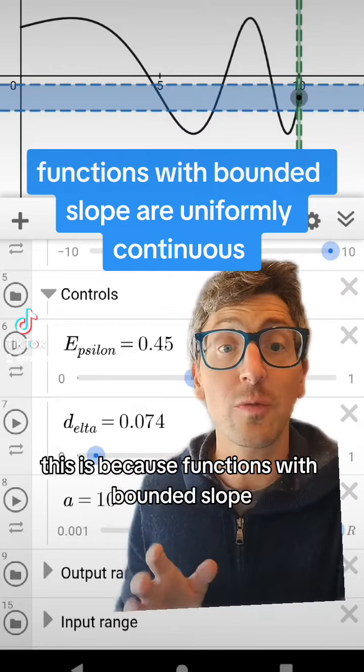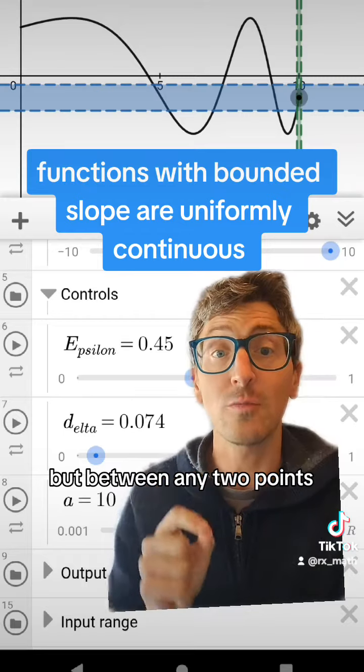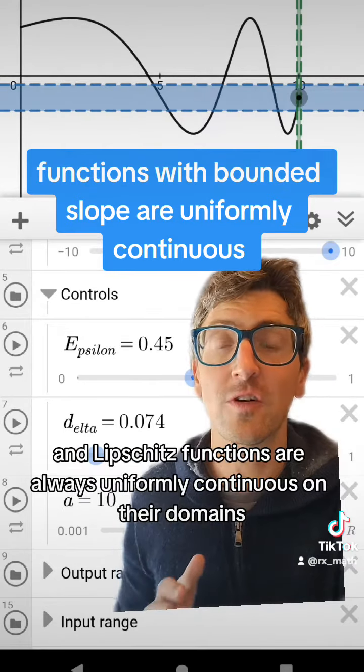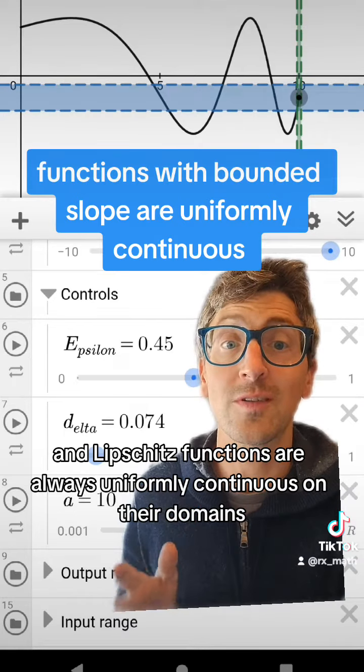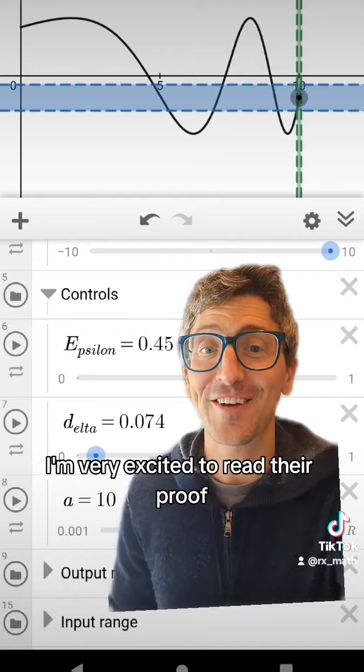This is because functions with bounded slope, and here I'm talking about slope not of tangent lines, but between any 2 points, so secant lines, those functions are called Lipschitz functions, and Lipschitz functions are always uniformly continuous on their domains. My students will be proving that for their homework this week. I'm very excited to read their proofs.